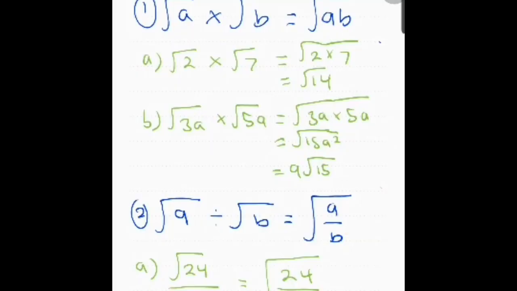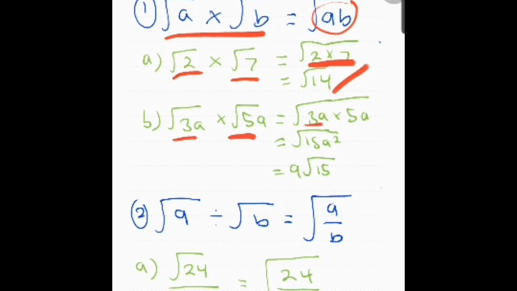Two laws for surds, if A is more than 0 and B is more than 0. The first law is surd A multiply surd B equals surd AB. For example, surd 2 multiply surd 7 equals surd 2 multiply 7, so the answer will be surd 14. Another example is surd 3a multiplied by surd 5a equals surd 3a multiply 5a. The answer will be surd 15a squared. This is not the final answer because the a squared we can simplify to be a surd 15. Now this is the final answer.